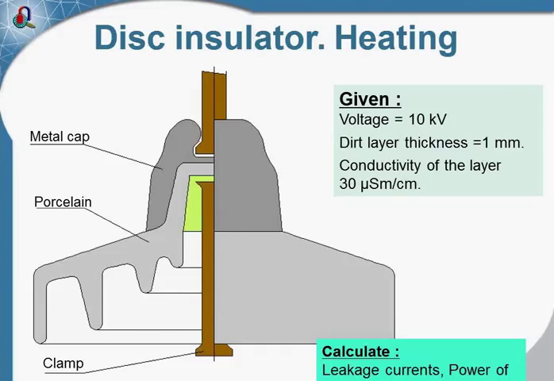You know, the transmission lines are built in the open air, so there is humidity, there is some pollution in the air that produces the thin conducting layer on the insulator surface. And the fault could occur, the current will flow through the conducting layer. Our task is to calculate the temperature. The flowing current will generate some power losses. We will calculate the leakage current and the insulator temperature.